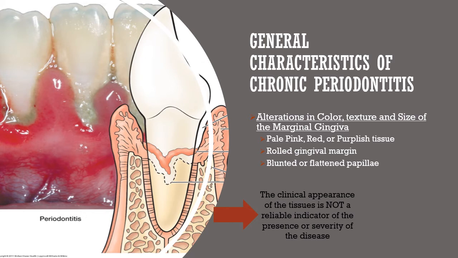Some general characteristics of chronic periodontitis include alterations in color, texture, and size of the marginal gingiva. The tissues can appear pale pink, red, or purplish in color. The gingival margin can appear to be rolled, and then the interdental papilla can be blunted or flattened. It is important to note that the clinical appearance of the tissues is not a reliable indicator of the presence or severity of the disease.